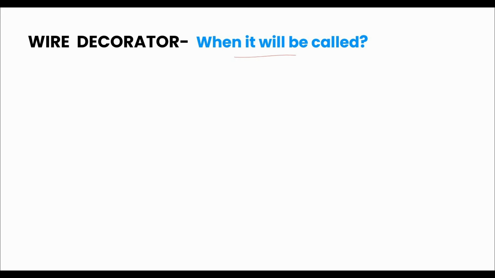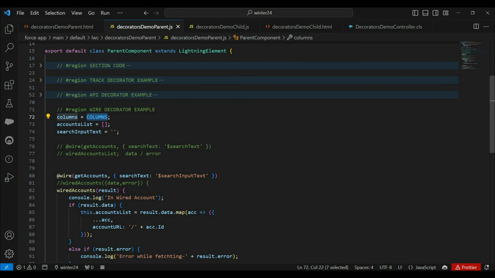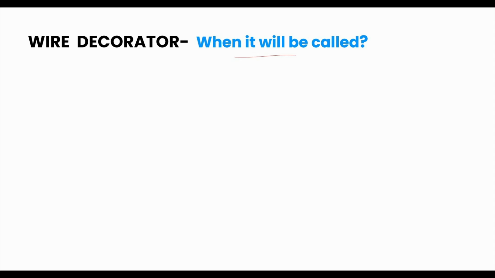We write Wire Decorator code directly under the root of the component class. I mean, we can't write Wire Decorator inside any component lifecycle hook or inside any method. We can only write it in the component class root. Like here you can see, we are not writing it under any component lifecycle hook or any method, right? That's why the biggest question is when it will be called.